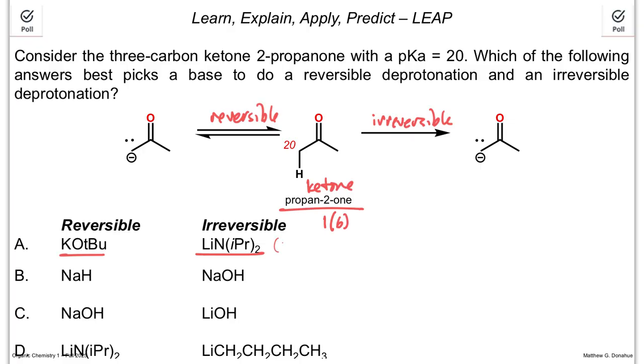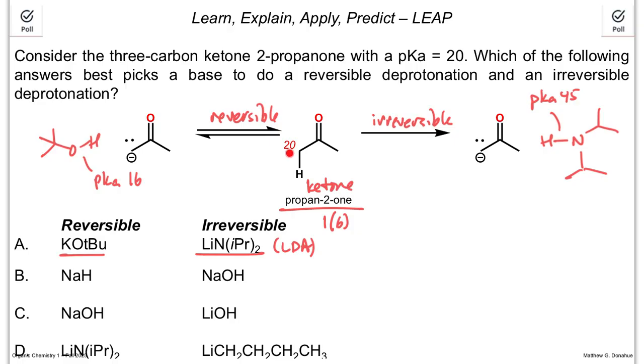So this is called LDA. Its conjugate acid is diisopropylamine. That pK was about 45 or something. For potassium tert-butoxide, the conjugate acid was that alcohol. That was about 16.